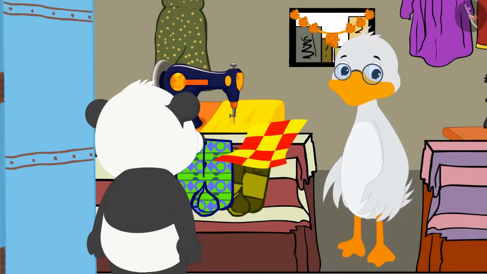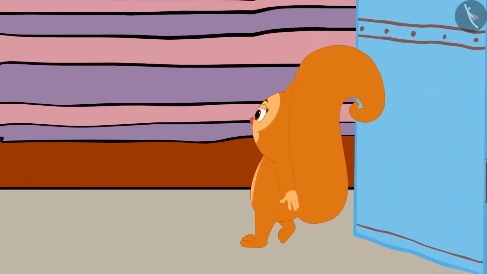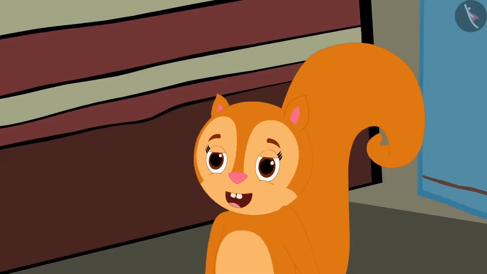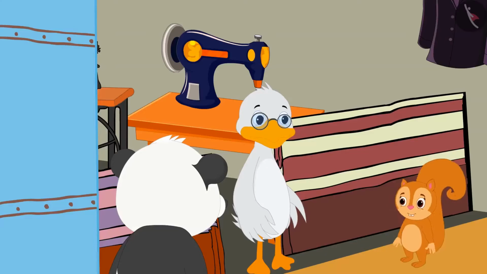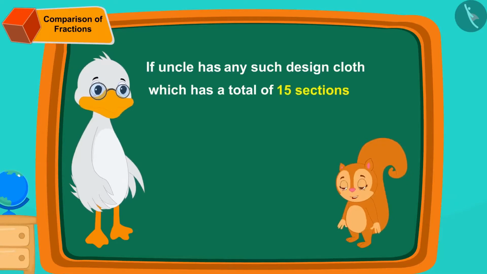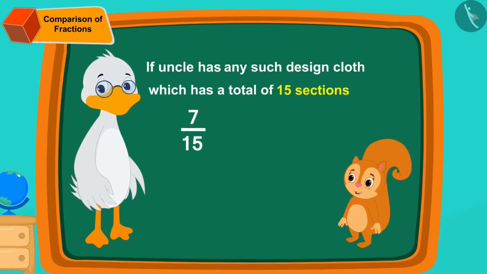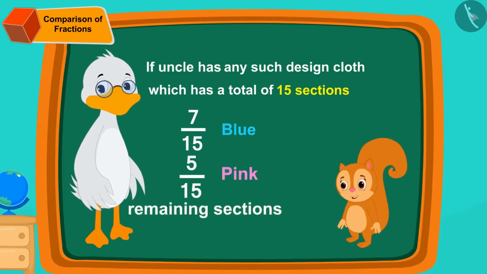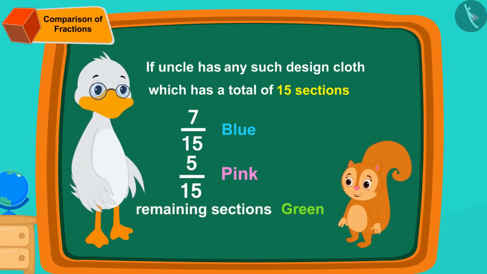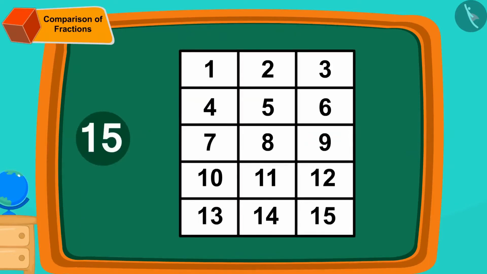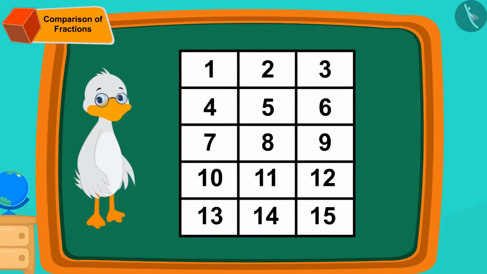While Golu was standing at Uncle's shop, Chanda came there. She saw the design made on Golu's cloth and liked it very much. Now, she's asking Uncle if Uncle has any such design cloth which has a total of 15 sections. Of them, 7/15 should be blue, 5/15 pink, and the remaining sections should be green. Children, here 15 means the cloth will be divided into 15 equal parts. Let us see how Uncle fills color in it.